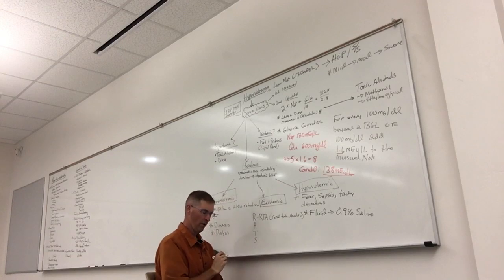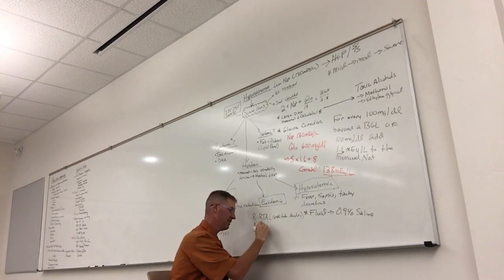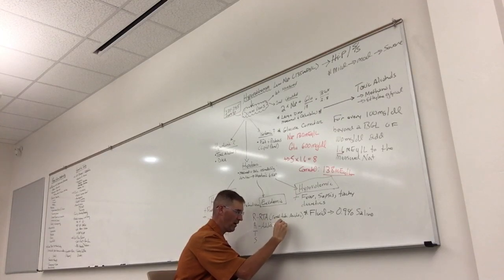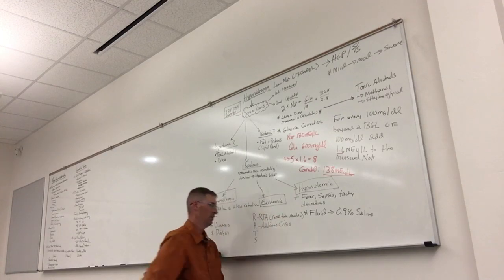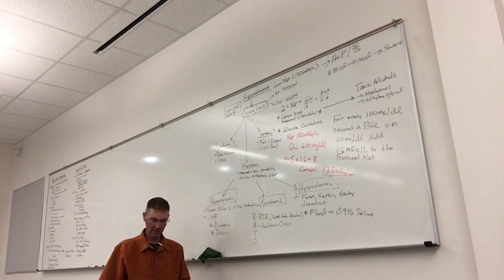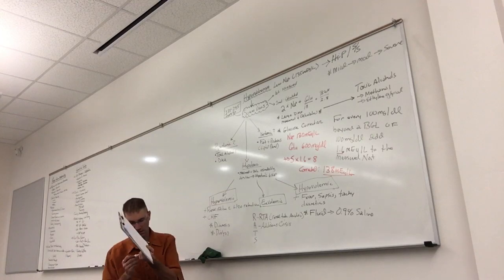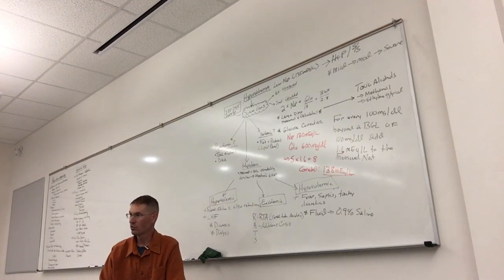Okay, that's the R. The A is Addison's disease, specifically Addison's crisis. Does anyone know what Addison's disease is? And we'll talk about it in greater detail in endocrinology. So Addison's disease is where part of your adrenal gland fails. So you know there are two major parts of the adrenal gland, right? There's the adrenal cortex and the adrenal medulla.